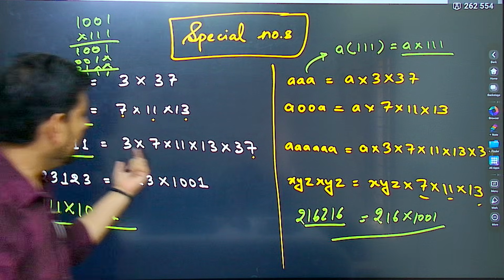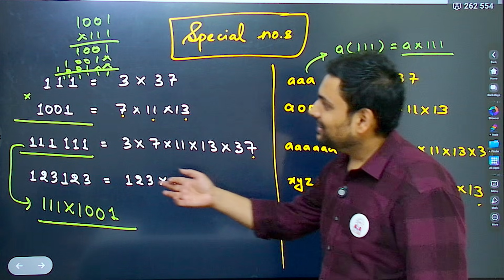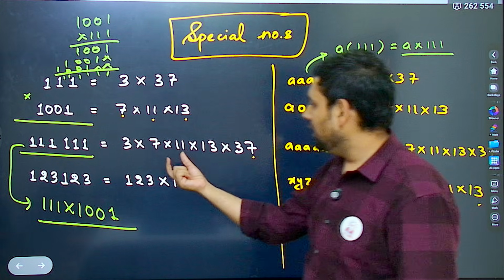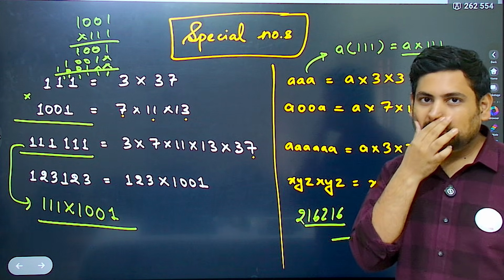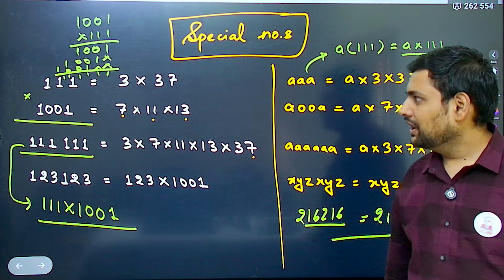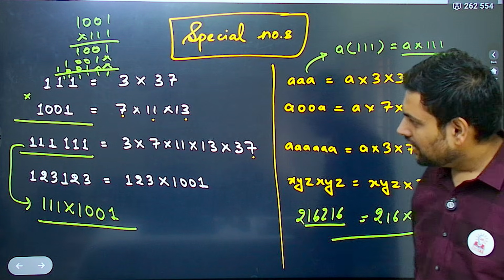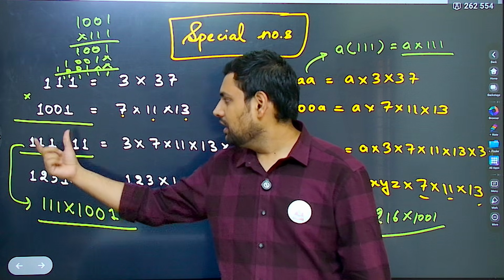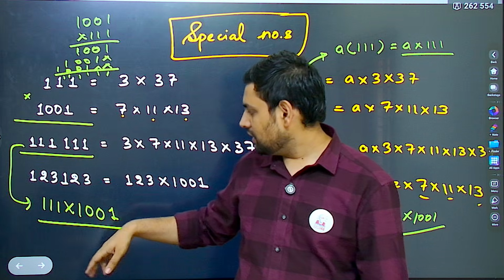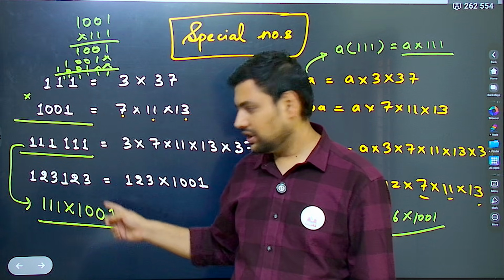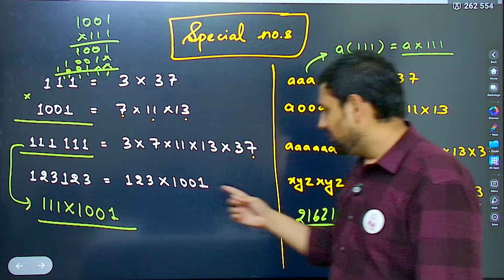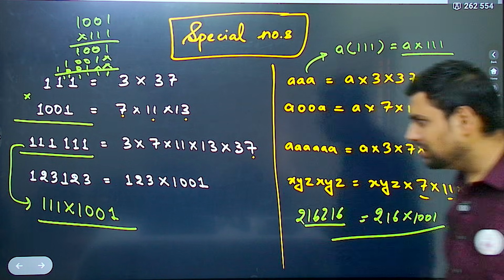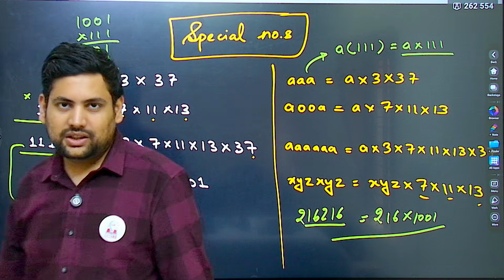Then, triple one into 1001, all this being multiplied, gave 3 into 7 into 11 into 13 into 37 like this. Okay, now similarly 1 2 3 1 2 3: triple one into 1001 used to give you 123 123. So you got this, and from this you got all the factors. I hope, because we have used this so many times, that you at least remember this.